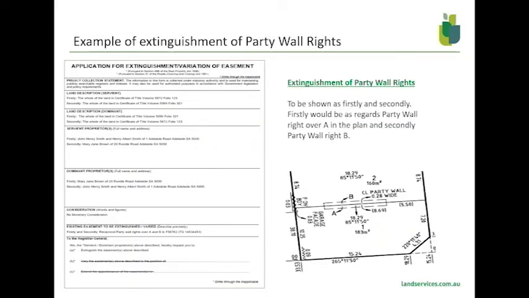Here's an example of a VE document where they are extinguishing party rights. So there are 2 different servient and dominant owners, by showing firstly and secondly throughout the document being relevant to each title.